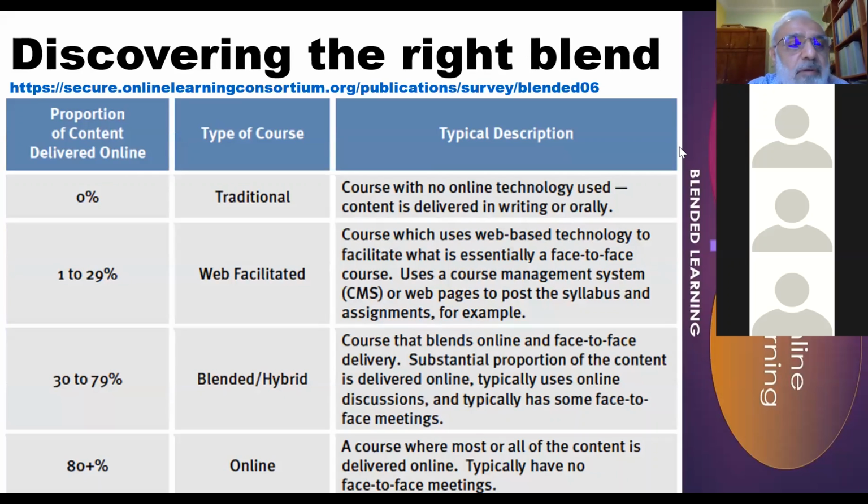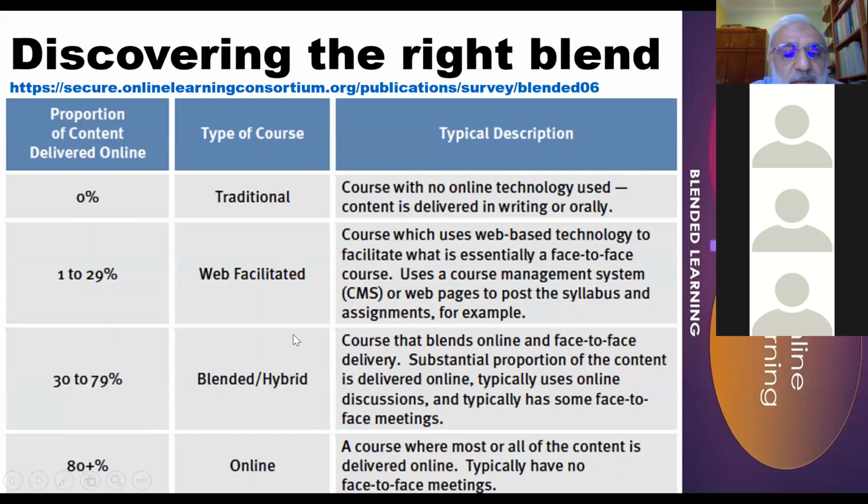If you look at this table, in the first column, it shows proportion of content delivered online, then is the type of course. In traditional curriculum, there is no contribution of online, whereas in web facilitated is actually using a web to facilitate face-to-face teaching. It is still face-to-face, but just taking some help for a better delivery.